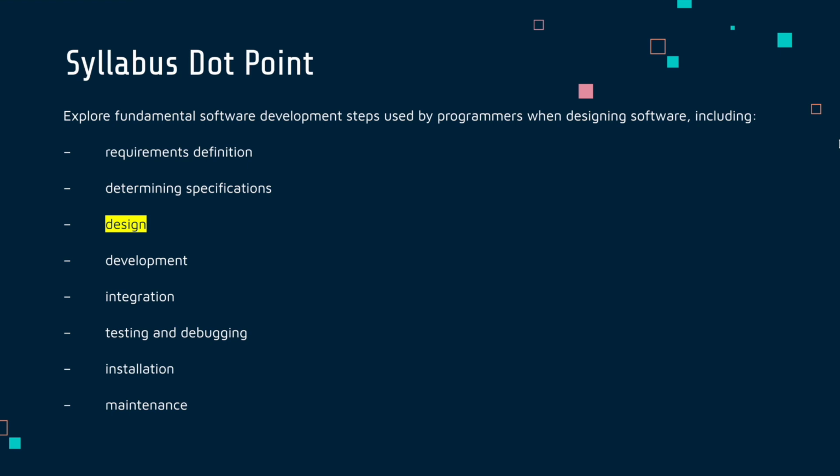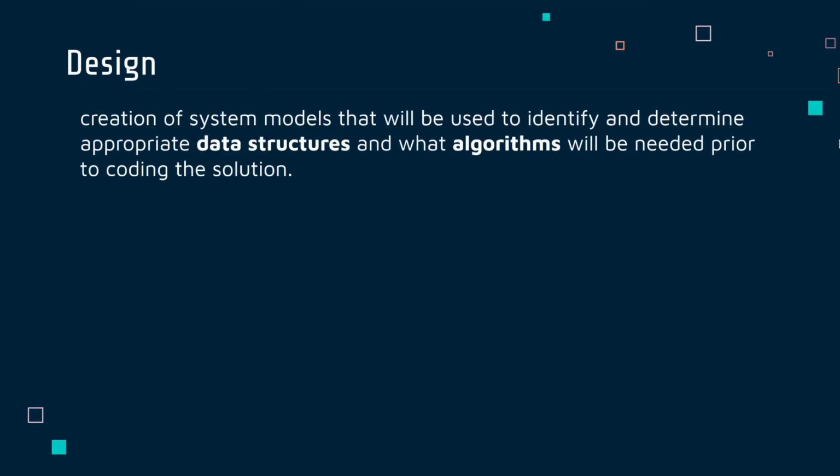Today's focus is to say, okay, in the design stage, what is it that we actually do? However, I am going to drop quite a bit of subject-specific terminology in the coming slides. So the design stage is really about the creation of system models that'll be used to identify and determine appropriate structures and what algorithms need to be determined prior to coding the solution. That is a big fancy way of saying we plan.